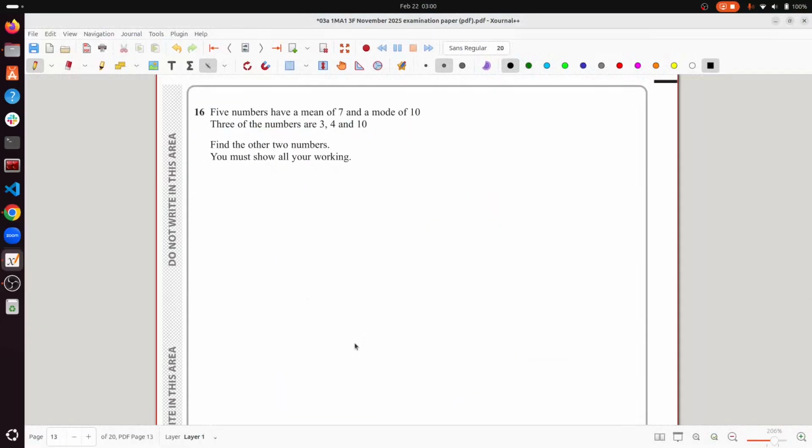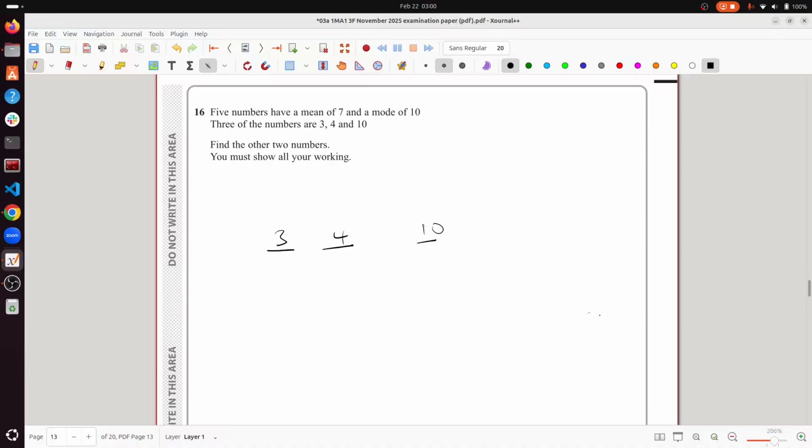Number 16 says 5 numbers have a mean of 7 and a mode of 10. 3 of the numbers are 3, so we have 3, we have 4, we have 10.